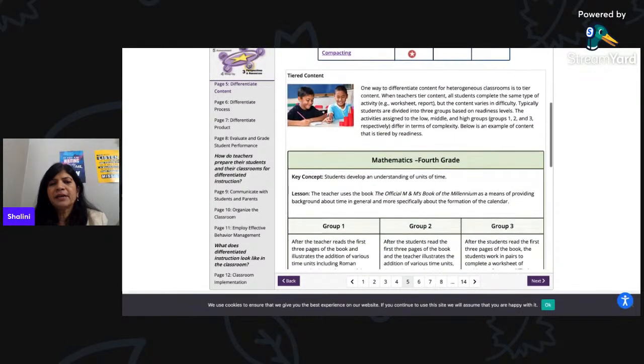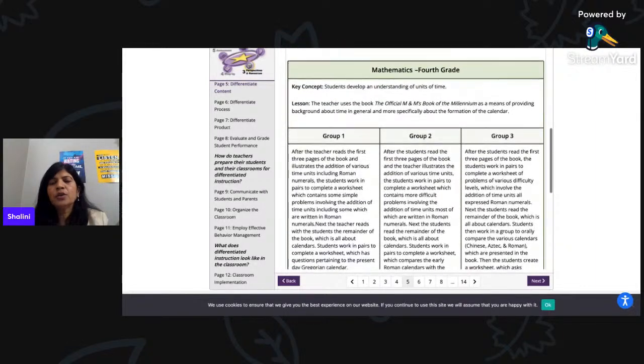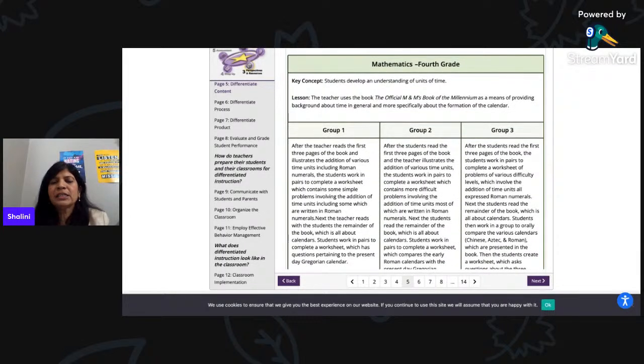So you see here one example is given of mathematics, how the content has been provided to different kinds of learners. Group 1 has been asked by the teacher to read the first 3 pages of the book and illustrate the addition of various time units, including Roman numerals. The students work in pairs to complete a worksheet which contains some simple problems involving the addition of time units, including some written in Roman numerals. Next, the teacher reads with the students the remainder of the book. So here the teacher is providing a lot of support.